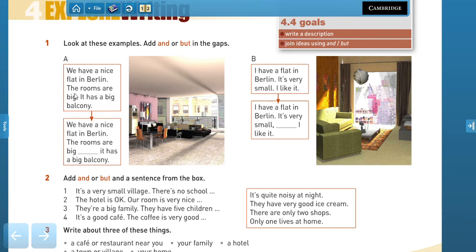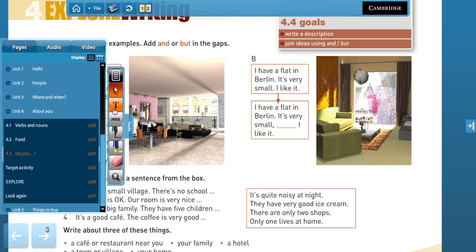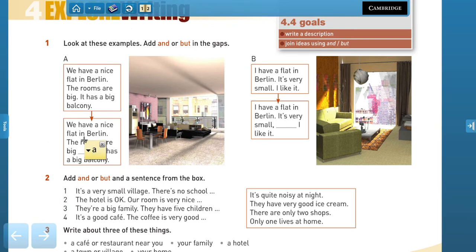In this case, right, we're adding similar ideas. These are both similar ideas, right? But we want to join them in just one sentence. But here we have two sentences, right? The rooms are big. It has a big balcony. Now, if we want to add these two ideas, as they are both positive, we're going to use the word and, right? Two positive ideas.